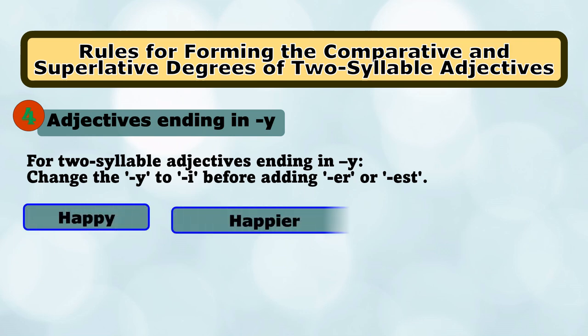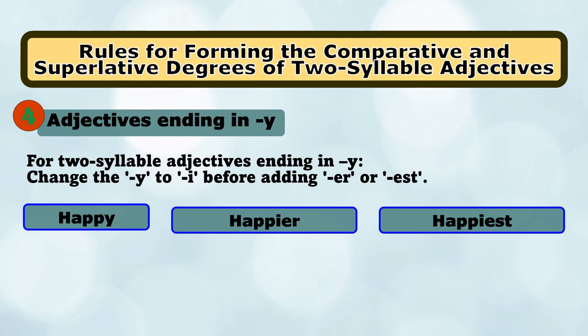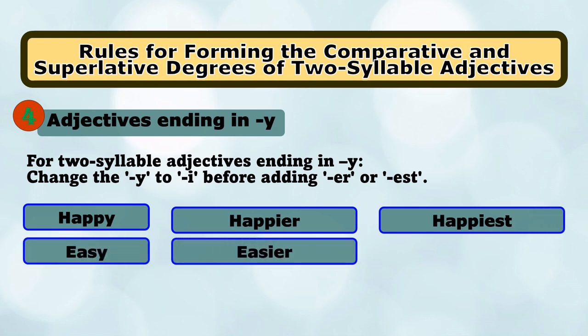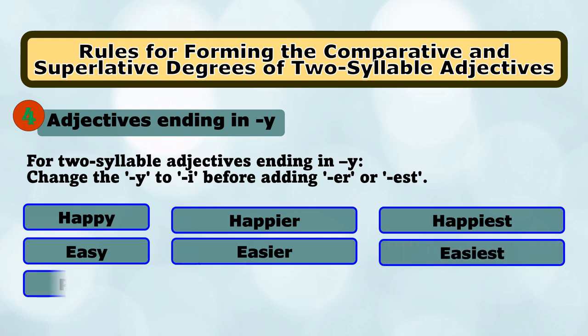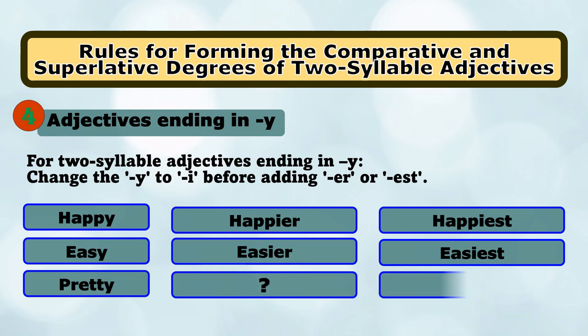Happy, happier, happiest. Easy, easier, easiest. Pretty. What would be the comparative and superlative degree of pretty? Write it in the comments.